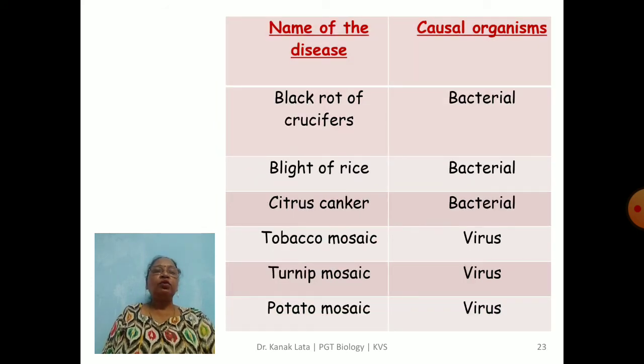Black rot of crucifers, causal organism is bacteria. Blight of rice is also bacterial. Citrus canker is also bacterial. Tobacco mosaic, turnip mosaic and potato mosaic are caused by viruses.